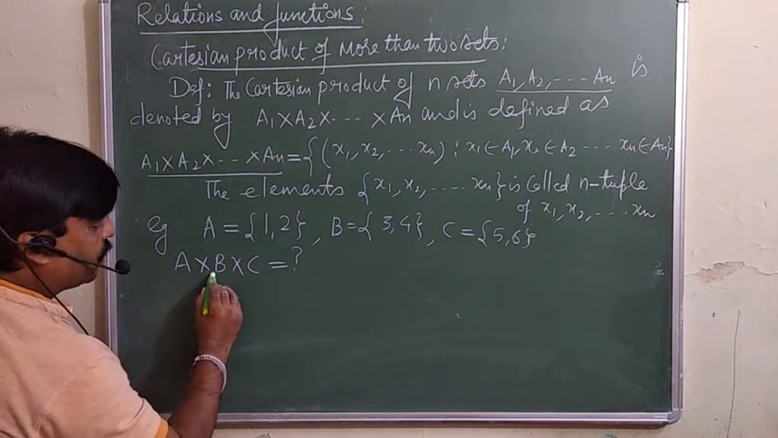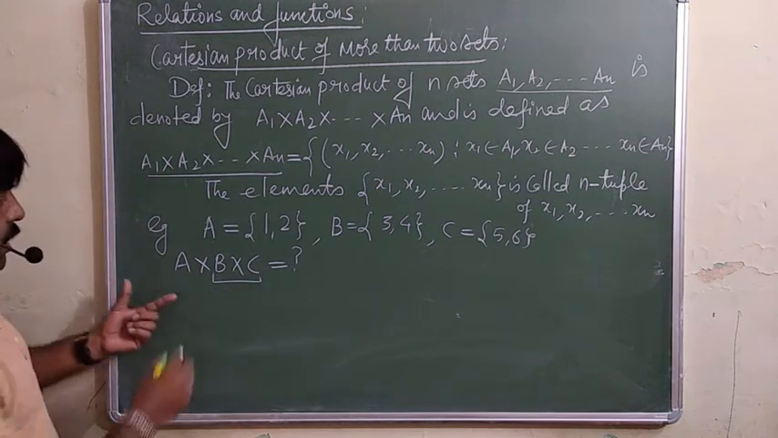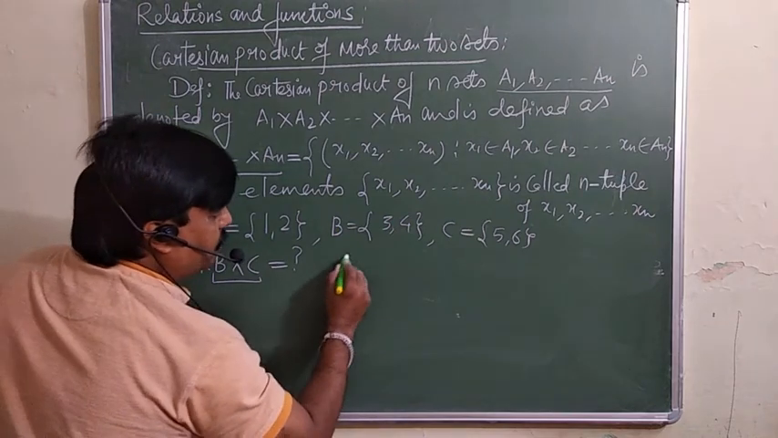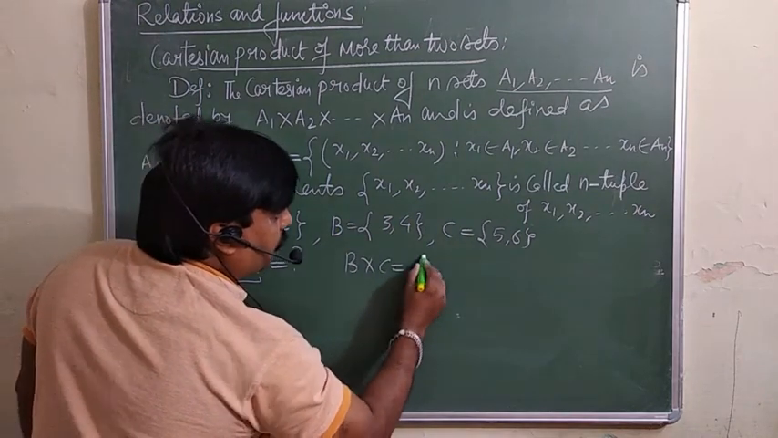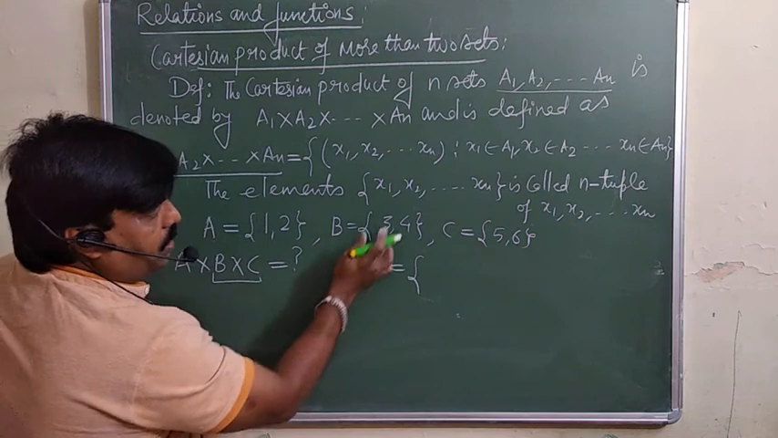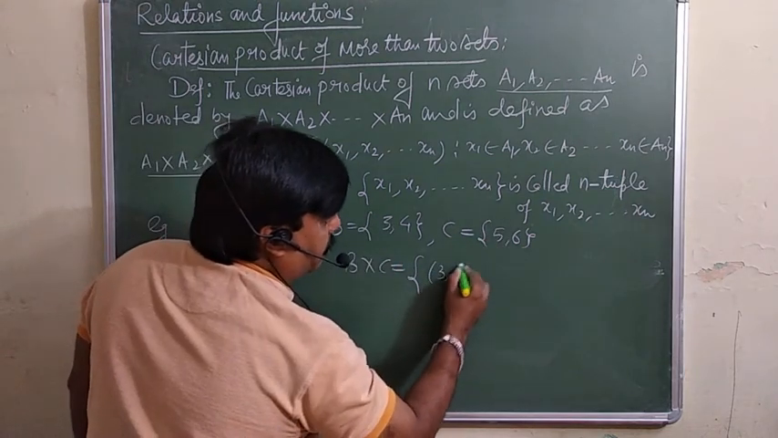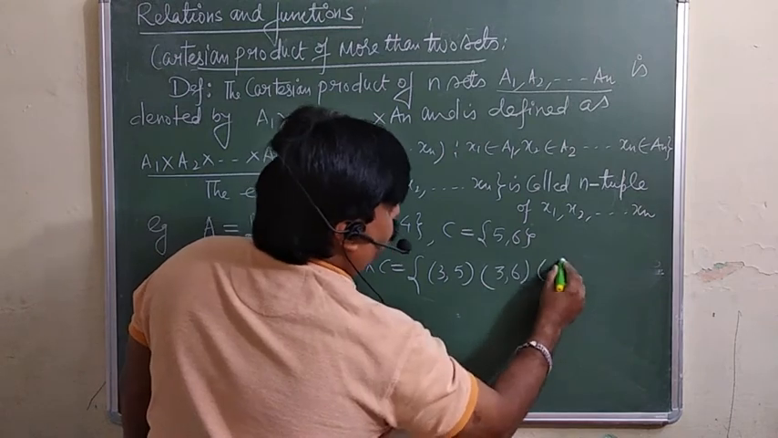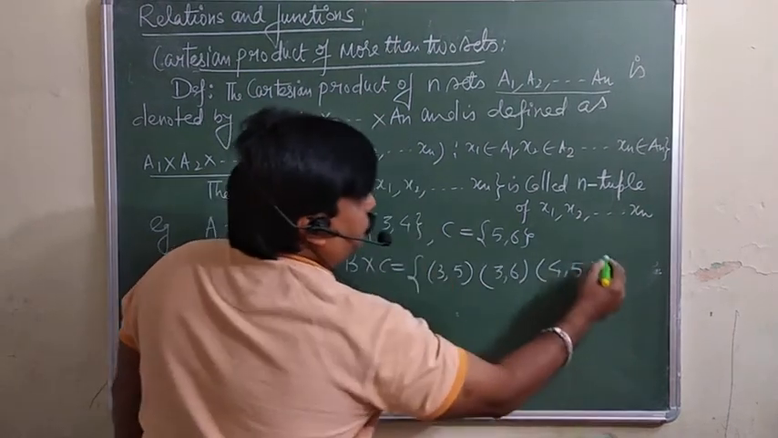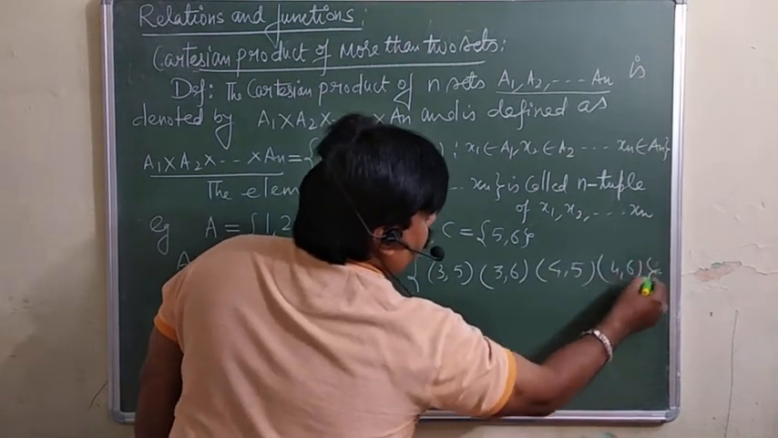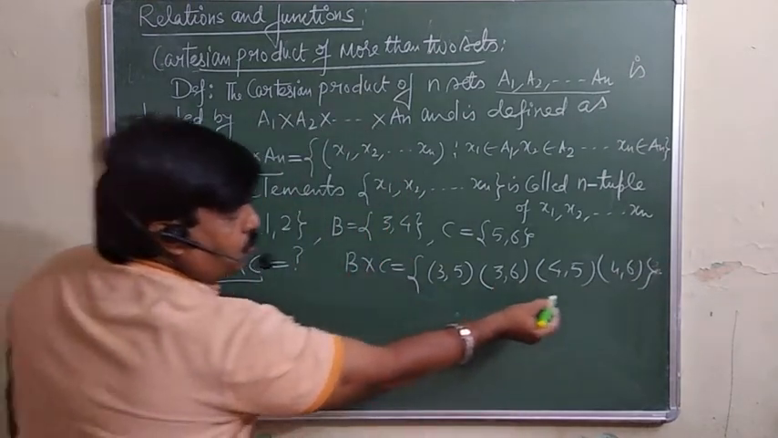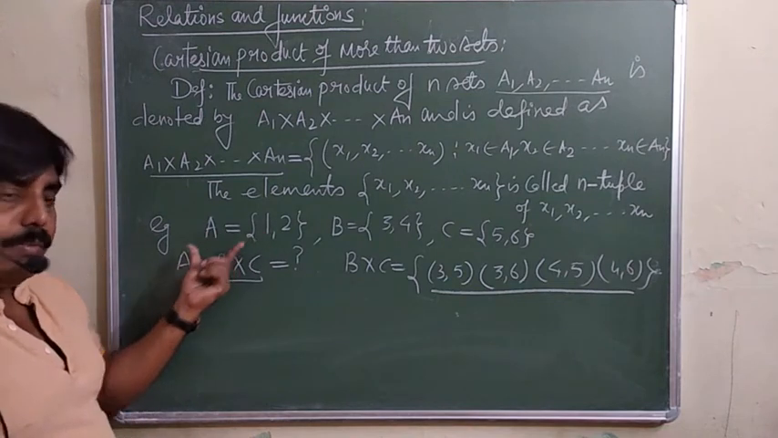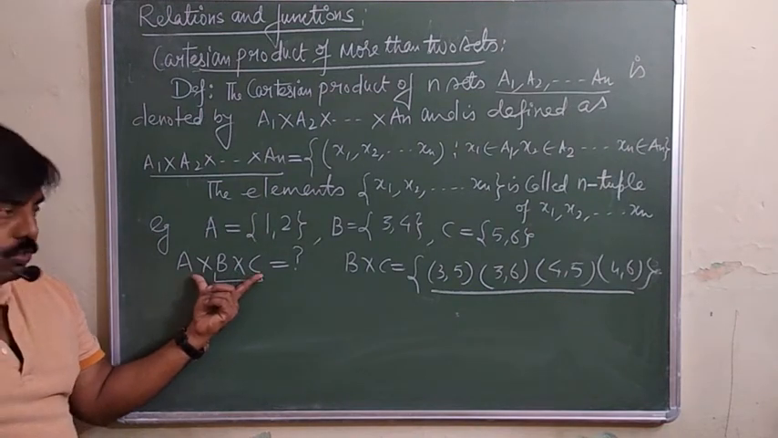What we will do is write B cross C first, then take the cross with A. For B cross C, the first element should be from B. So the ordered pairs will be (3, 5), (3, 6) and (4, 5), (4, 6). This is your B cross C. Now you take the cross of this B cross C with A, because we want to find A cross B cross C.